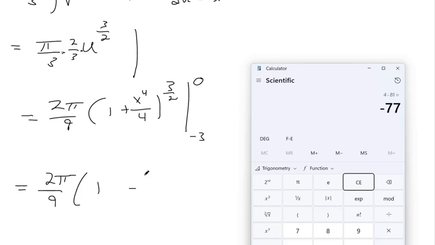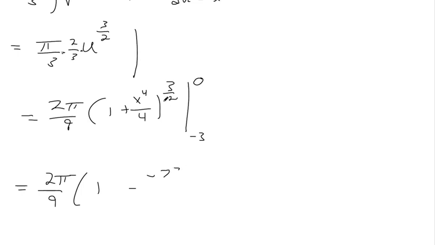That's -77. Oh, but it's all the 3/2 power. I haven't done that yet. -77 over 4, I believe. Because that's 4 over 4 subtracted by 81 over 4. So that would be -77, yeah. But this is all still to the 3/2 power.